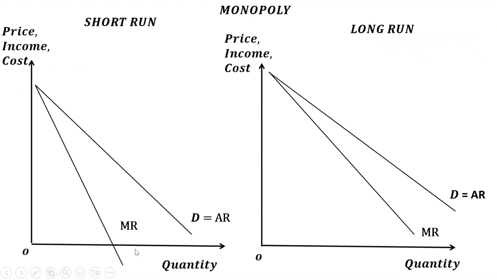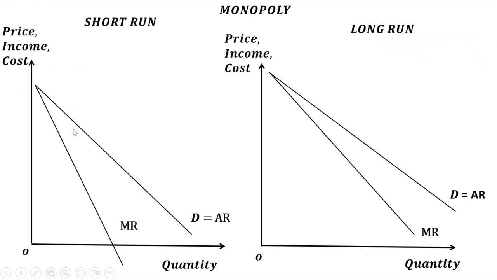Then let's go further. The demand curve is equal to the average revenue curve. Since the monopolist is charging a single price for all the units it sells, the average revenue per unit is identical to the price.